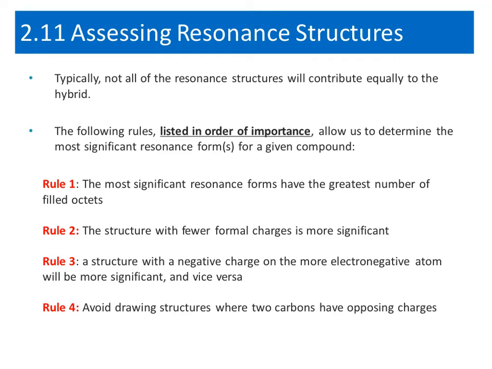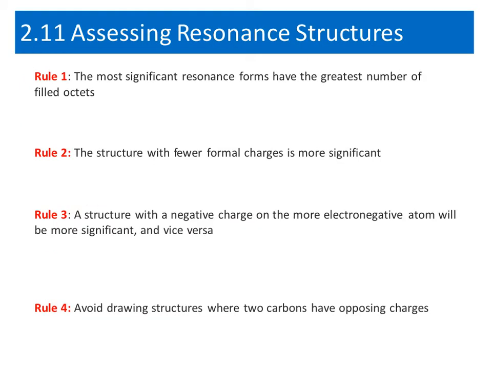There are a few rules that we can use to evaluate the significance of resonance structures, and these rules are listed here in order of importance. We are going to review them together and use them to find the most important resonance structure for a specific molecule. The first rule says that the most important resonance structure is the one in which all its atoms fulfill the octet rule. So let's look at the example here.